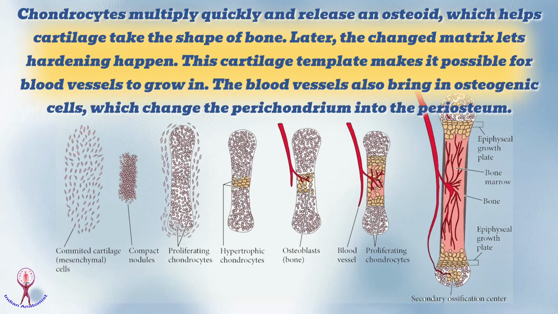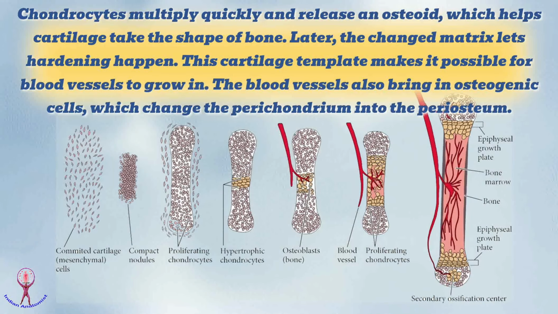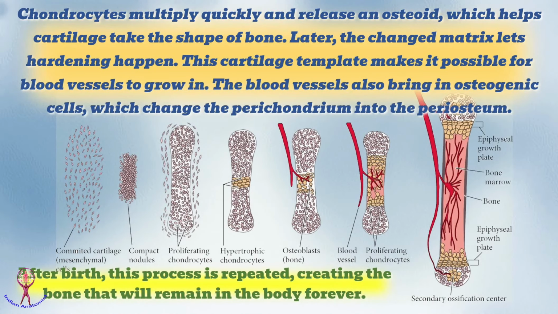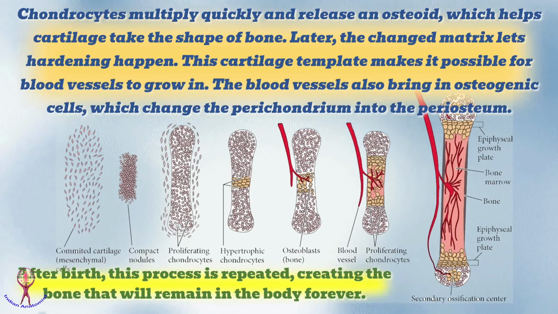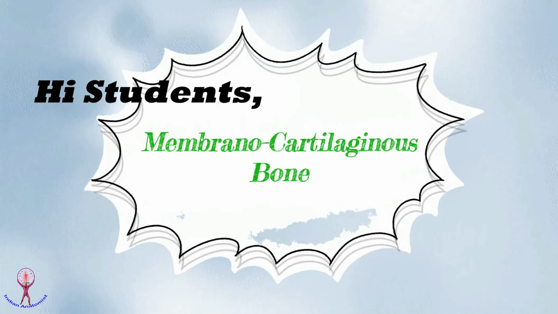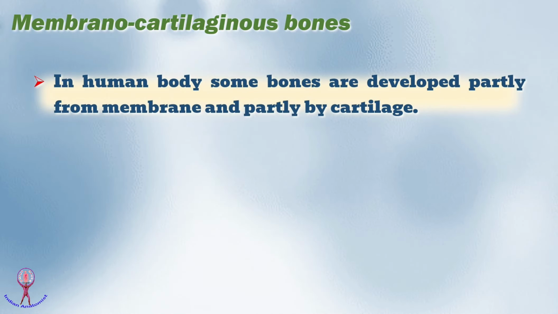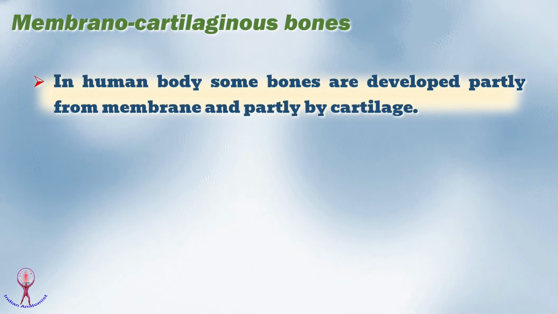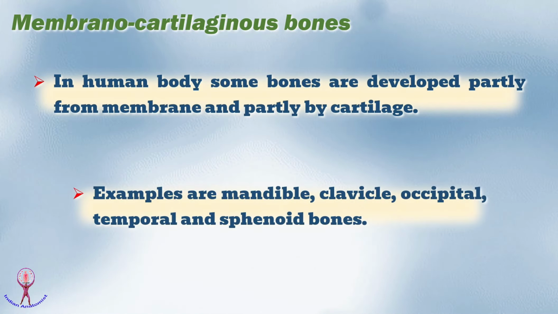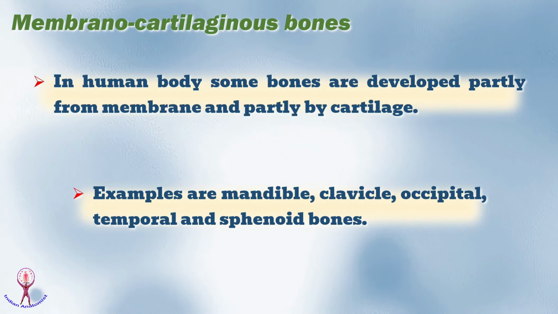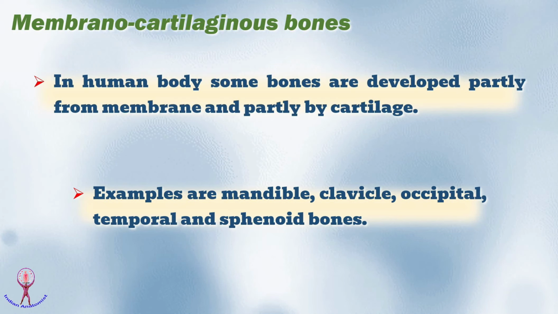This cartilage template makes it possible for blood vessels to grow in. The blood vessels also bring in osteogenic cells, which change the perichondrium into the periosteum. At last, after birth, this process is repeated, creating the bone that will remain in the body forever. Any idea about membranocartilaginous bone? In the human body, some bones develop partly from membrane and partly from cartilage. Examples are mandible, clavicle, occipital bone, temporal bone, and sphenoid bone.